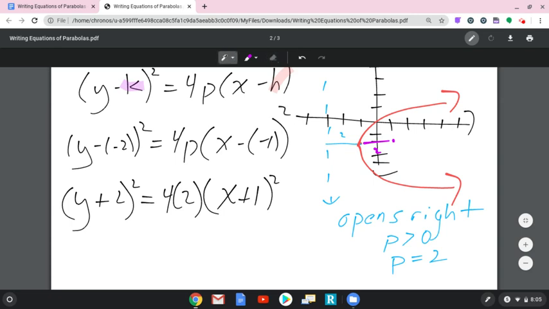Now the last thing, I just simplify. Y plus 2 equals 8 times x plus 1 squared. All right, and that is my final answer.